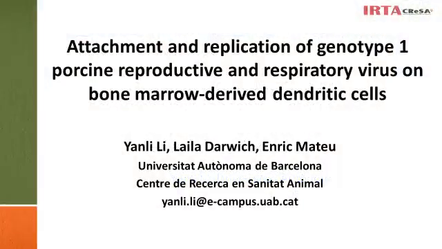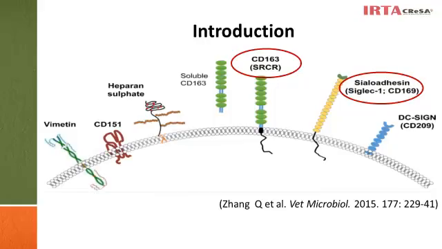The subject I'm going to talk about today is attachment and replication of PRRS virus on bone marrow-derived dendritic cells. This study is mainly focused on the receptors that the PRRS virus uses for infection. So, firstly, let's have a brief review of the 6 receptors that have been found.